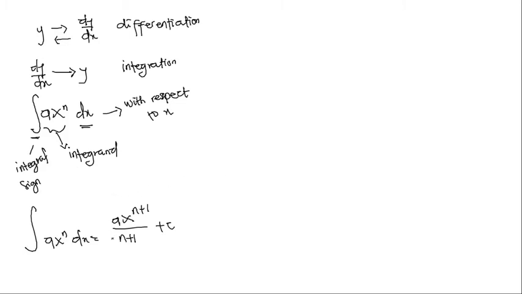So it means to integrate the function, all we need to do is add 1 to the power and then divide by the new power that we have over here. Now the c is called the constant of integration, or the arbitrary constant of integration.